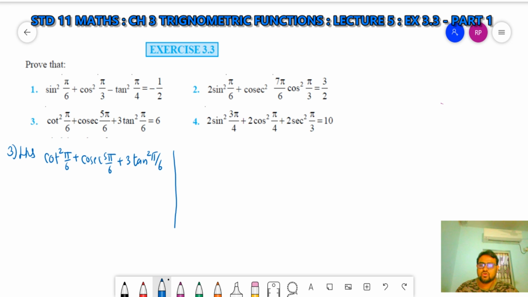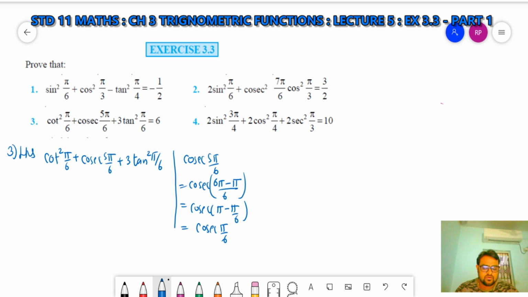Okay, what will I do? Cosec 5 pi by 6, I will find it separately. Cosec 5 pi by 6 is cosec of 6 pi by 6 minus pi by 6, that is pi minus pi by 6. So this will be equal to cosec of pi minus pi by 6, so cosec pi by 6.